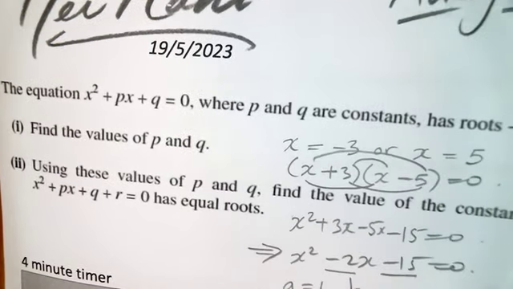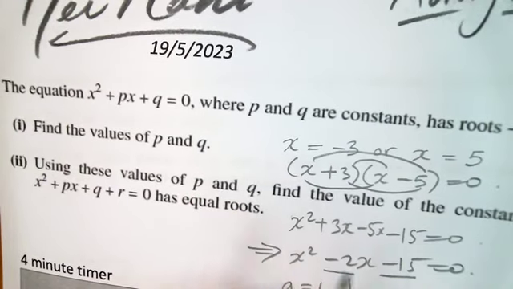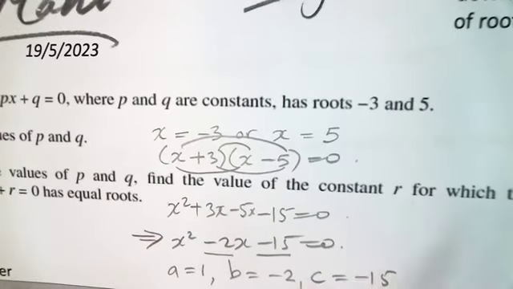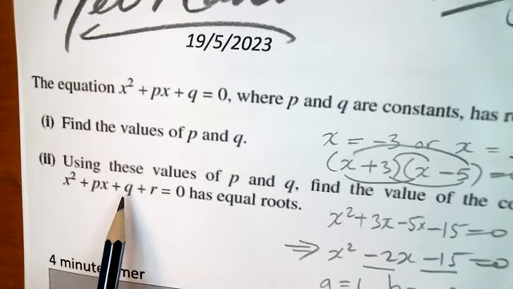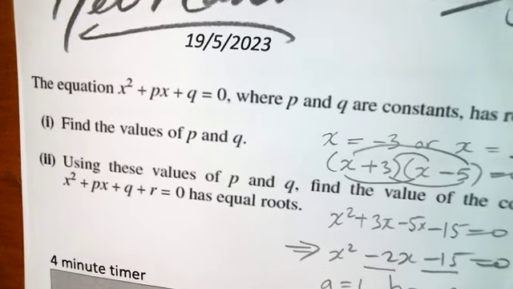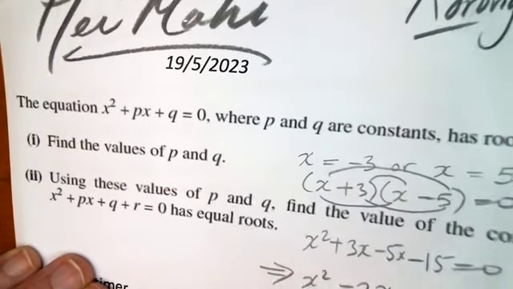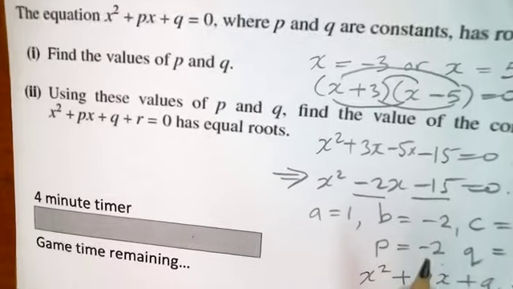Okay, moving on from the first question. Now that we've established the values of P and Q, it says find the value of the constant R for the equation, which is x squared plus px plus q plus r equals 0, and we're told has equal roots. So let's go ahead and do that. I'm going to do that on a separate sheet actually, but we're going to transfer the values of P and Q over.